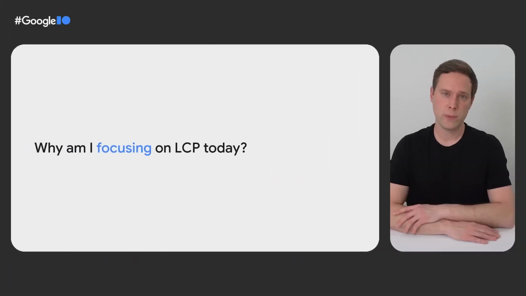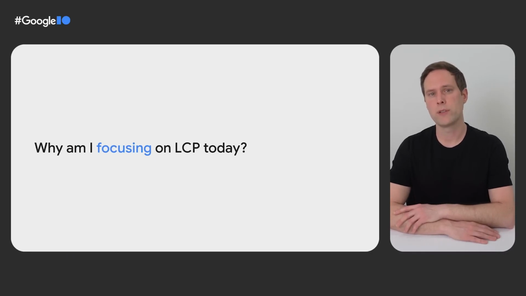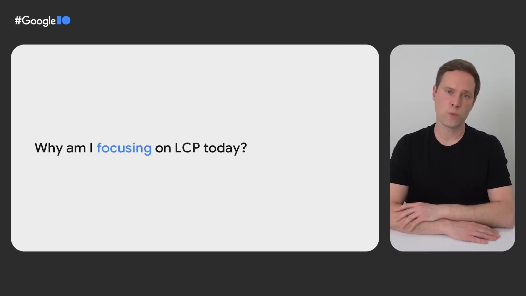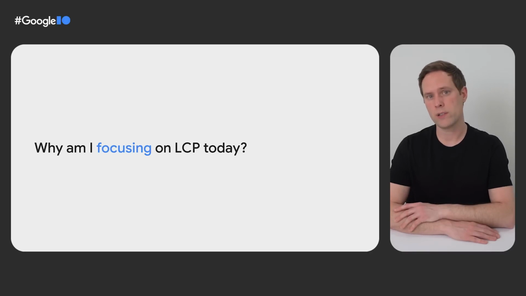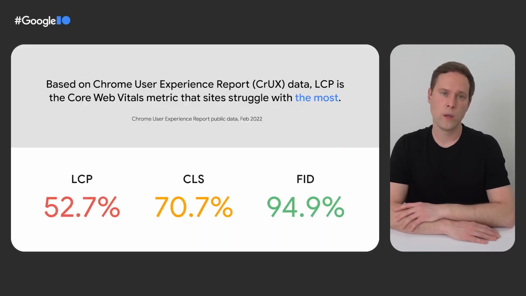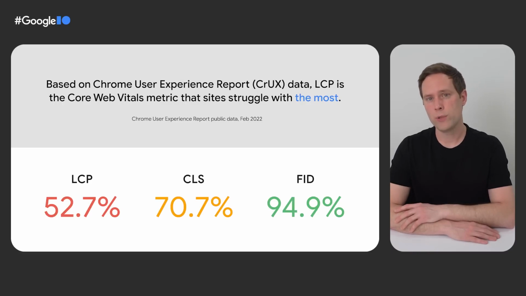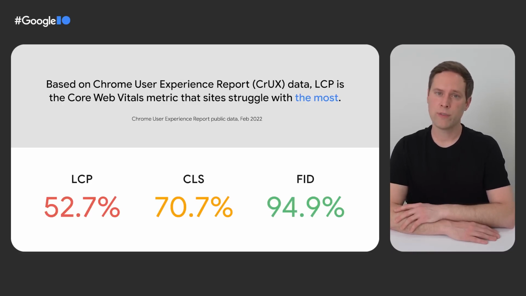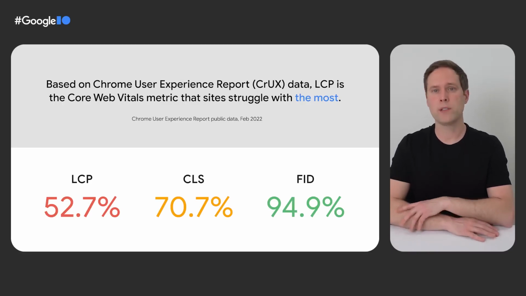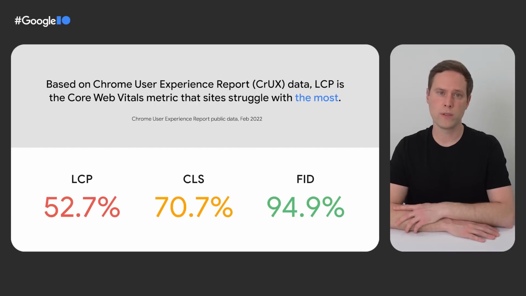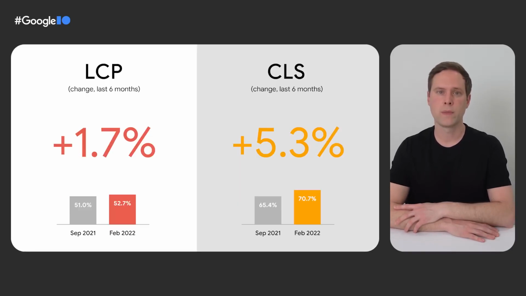So I've covered what LCP is, as well as how you should approach optimizing it for a broad spectrum of users. But another important topic is why I'm focusing on just LCP in this talk today, instead of the other core web vitals metrics. Well, based on data from the Chrome User Experience Report, of the three core web vitals metrics, LCP is the one that sites struggle with the most. Only 52.7% of sites meet the good LCP threshold, compared to much higher rates for CLS and FID.